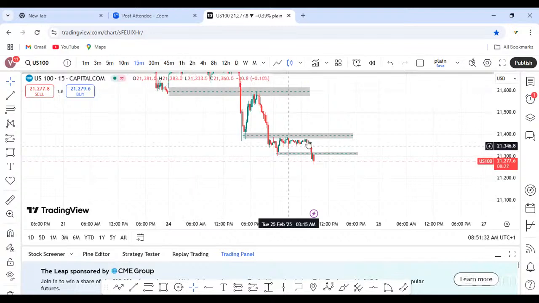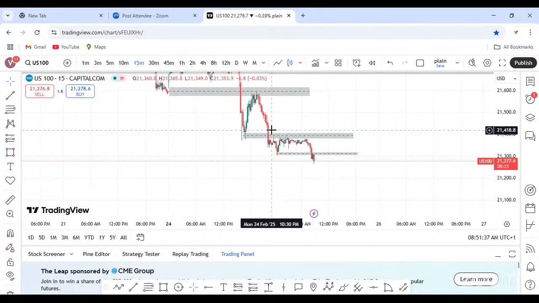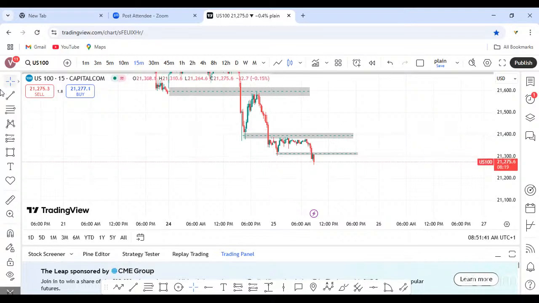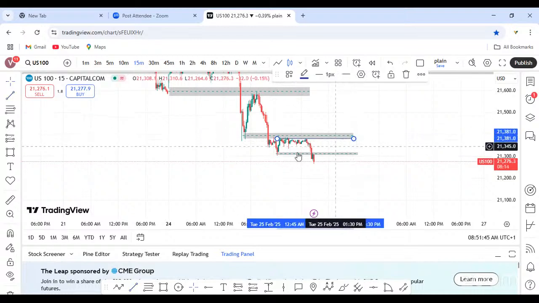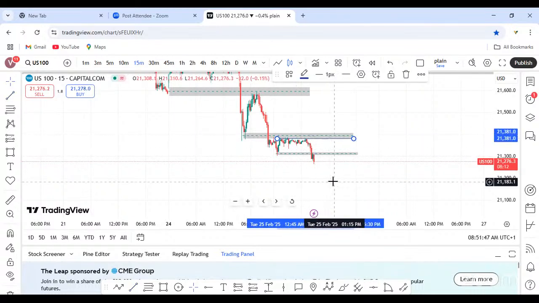Fair value gap. Say you're expecting price to come back to this fair value gap, test into this fair value gap, and start selling to the downside. Meaning all of this will serve as inducement. That's why price is going to tap into this fair value gap and start selling to the downside.